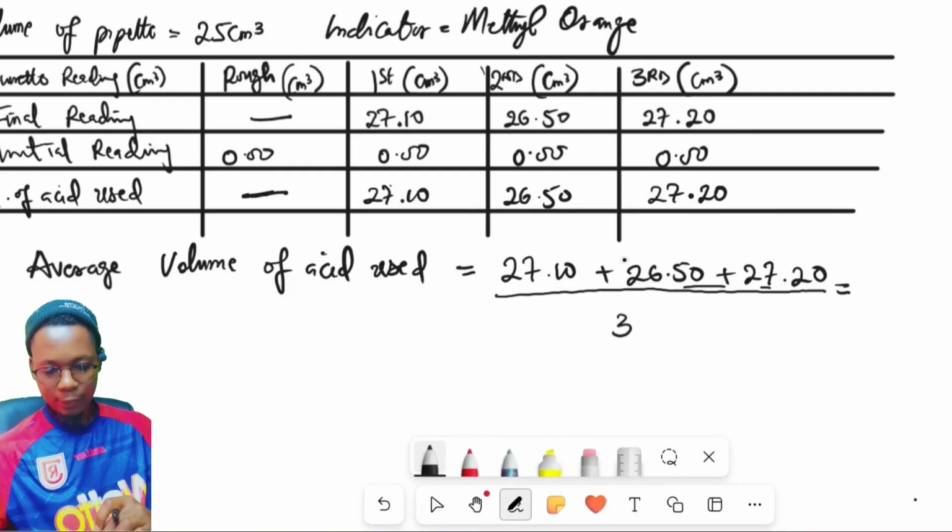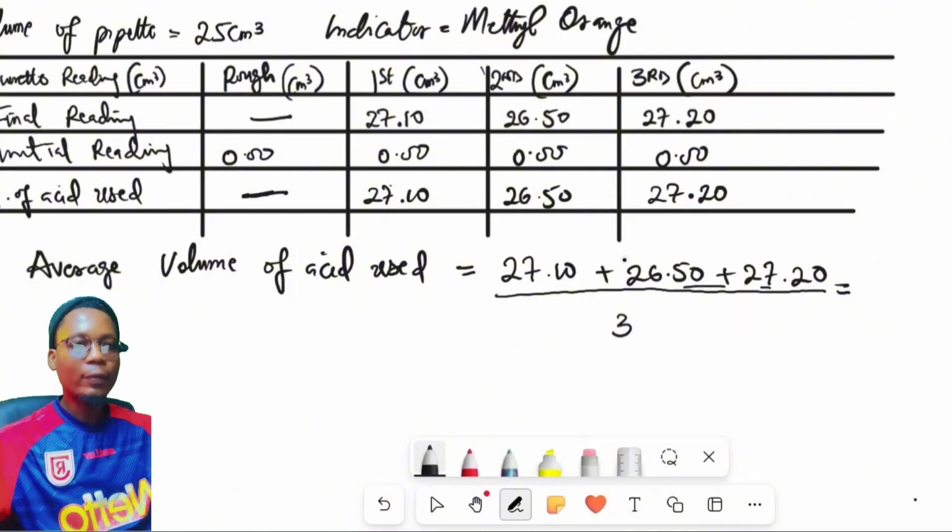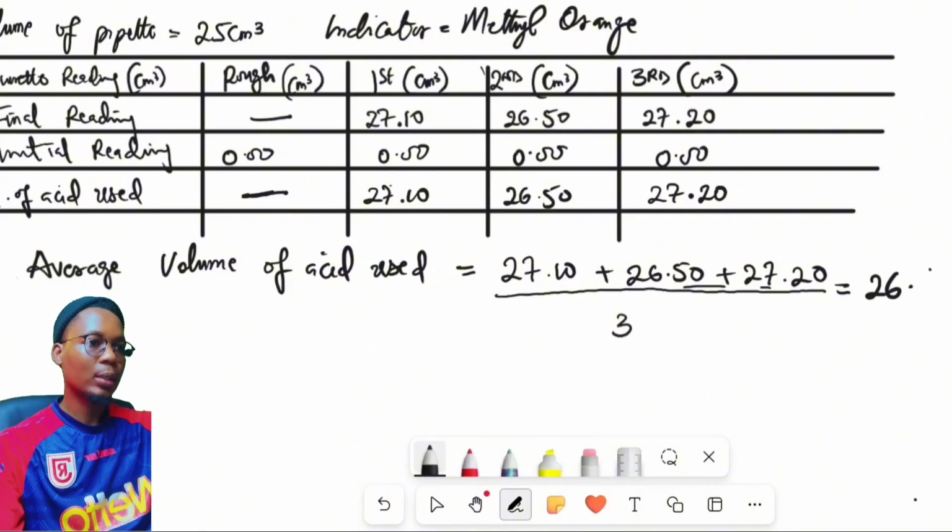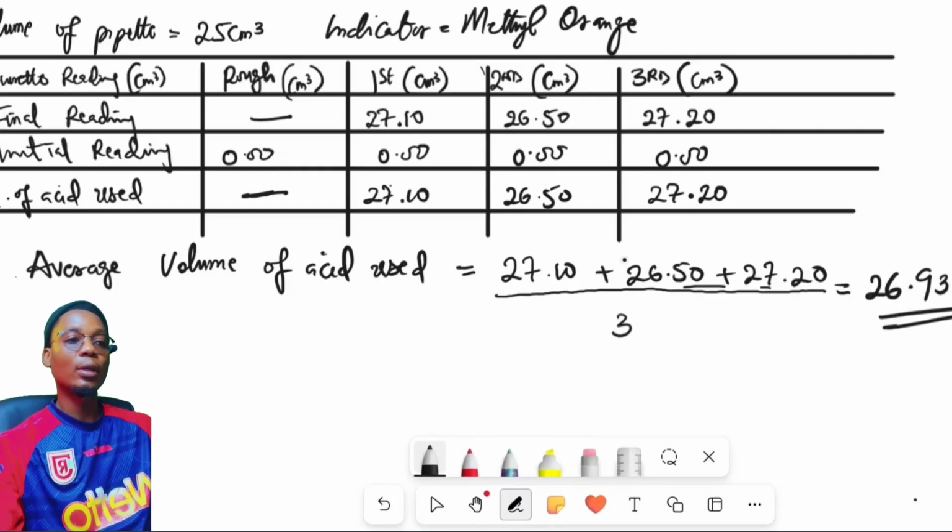So we're going to have 27.10 plus 26.50 plus 27.20. That will give us 80.80 divided by 3. So when we divide it by 3, we are going to have 26.93 cm cubed. So this particular value is important for our question.